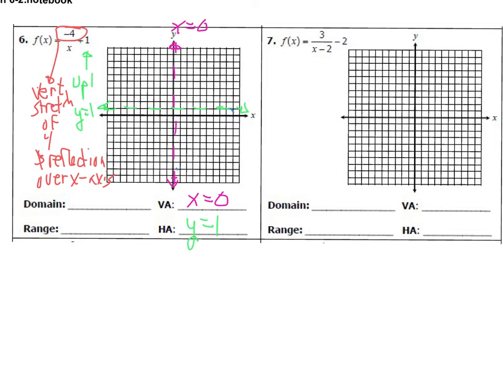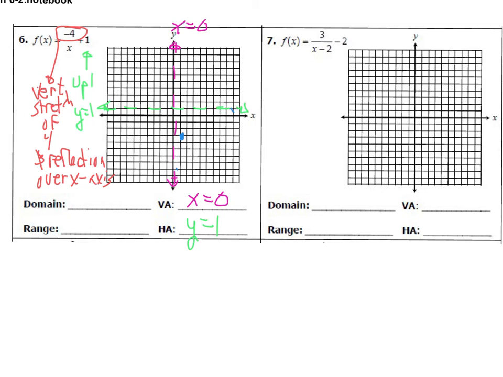Okay, so what if I plugged in a positive 1 here? So negative 4 divided by 1 is negative 4, plus 1. So I put in a 1, negative 4 plus 1 is negative 3. So when x is 1, y is negative 3. So 1, 2, 3, so I'd be all the way down here. Remember I told you it was getting reflected.